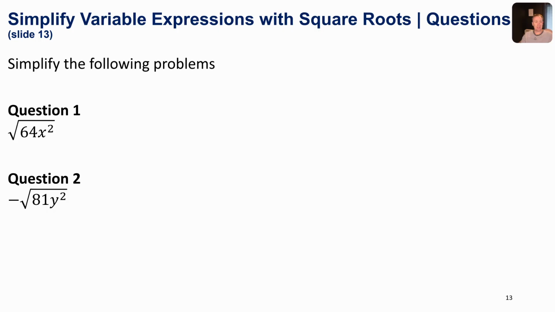Now we're adding a variable to the mix, and we're asked to simplify variable expressions with square roots. So starting with question 1, we have the square root of 64x squared here. Now, we have to remember what a square root symbol is really doing, and what it's doing is basically finding the base number of a squared number, right?